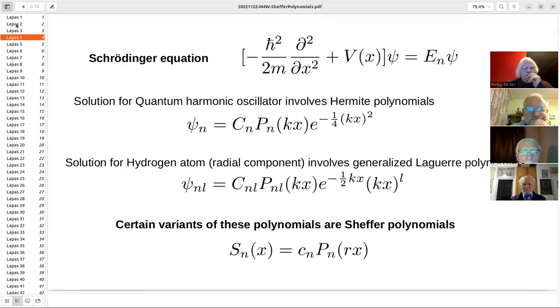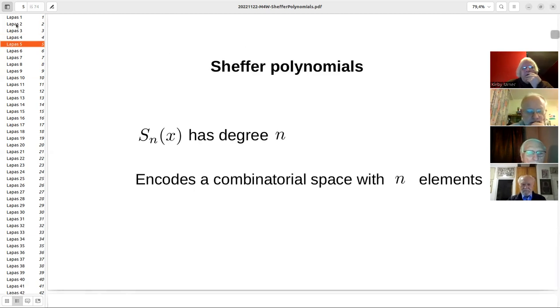So this was an introductory slide, very complicated, but just to show right from the beginning that these Sheffer polynomials that we'll be talking about appear as solutions of Schrodinger equations. So not very central. Any comments on this that you want? We can go back to that later.